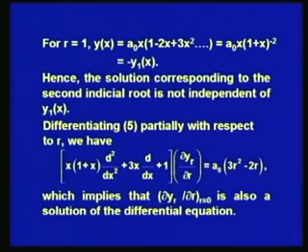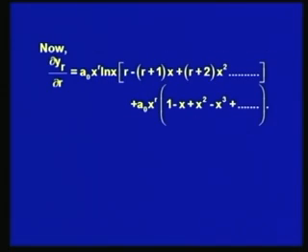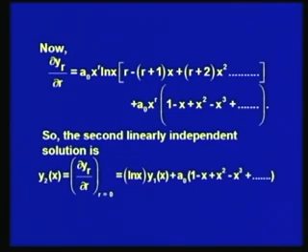If we put r equal to 0 in the right hand side of this equation, it vanishes. So we can see that delta y_r over delta r at r equal to 0 is also a solution of the given differential equation. Now let us differentiate partially the series for y_r(x). It will give us delta y_r over delta r equal to a naught x to the power r into ln x multiplied by (1 minus (r plus 1) into x plus (r plus 2) into x square and so on), plus a naught x to the power r into (1 minus x plus x square minus x cube plus and so on).